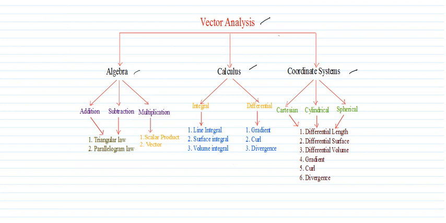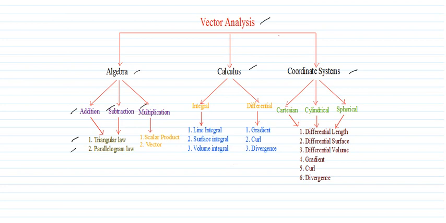When we look into algebra, we have three basic operations that we can perform on vectors: addition, subtraction, and multiplication. Addition and subtraction can be performed either using the triangular law or the parallelogram law. Multiplication can be performed using either the scalar product, which is also known as the dot product, or the vector product, which is known as the cross product.